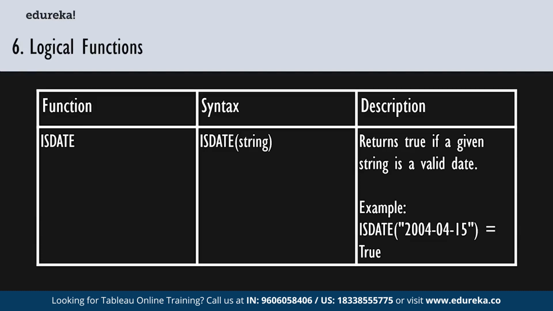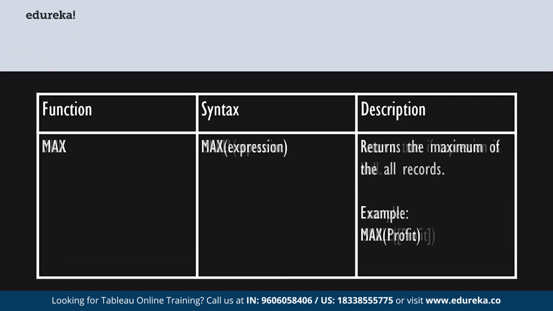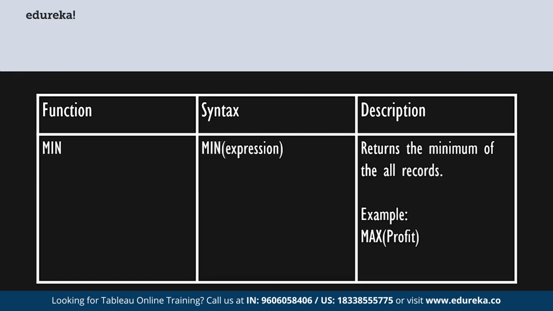Next we have isDate, which returns true if a given string is a valid date. It's no big deal. Then we have isNull, which returns true if the expression does not contain valid data, which is if your expression is null. Then we have max, which we have discussed many times before. It returns a maximum of all the records, or maximum of 2 expressions for each record. Then we have minimum, which does just the opposite. It returns the minimum of all records or the minimum of 2 records.